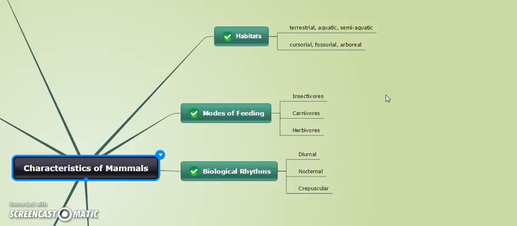The insectivores, there's an order of insectivores, are really a kind of carnivore, of course. That would include the shrews and moles, and the bats, which are chiroptids. They are usually insectivores. Biological rhythms: diurnal, daily, nocturnal, at night, and crepuscular, meaning they're more active at dawn and dusk.